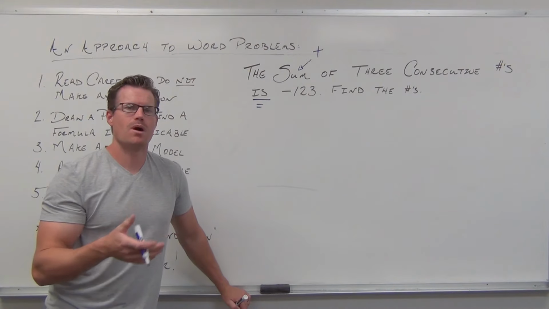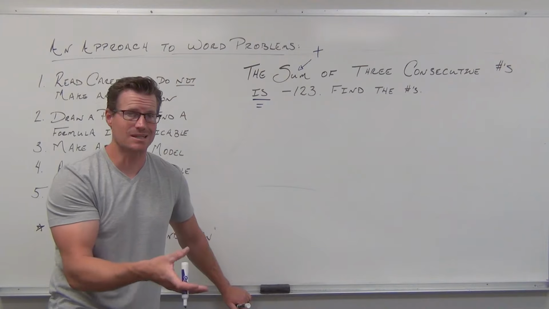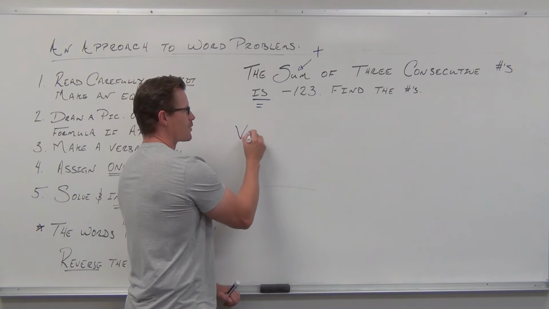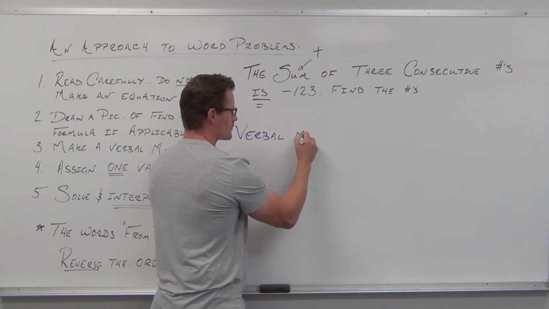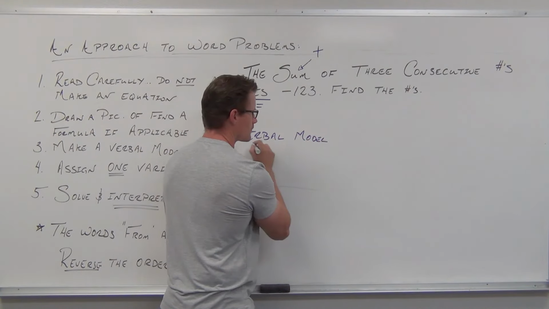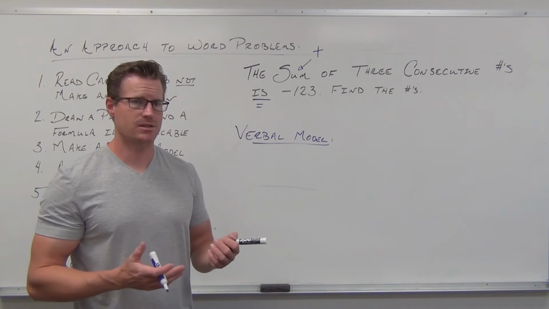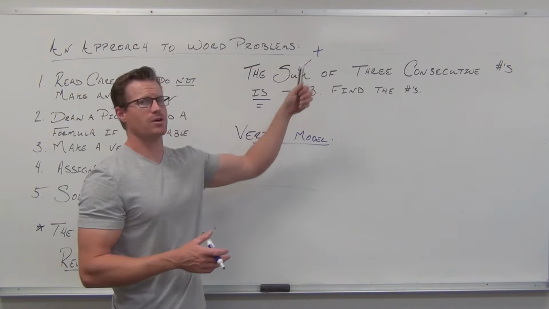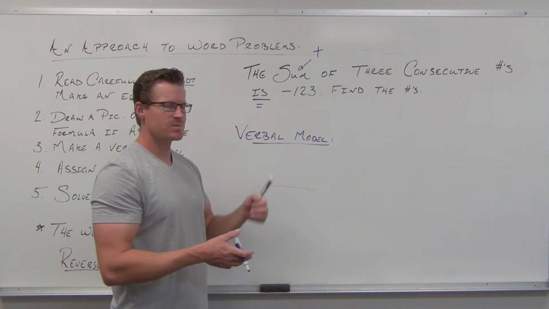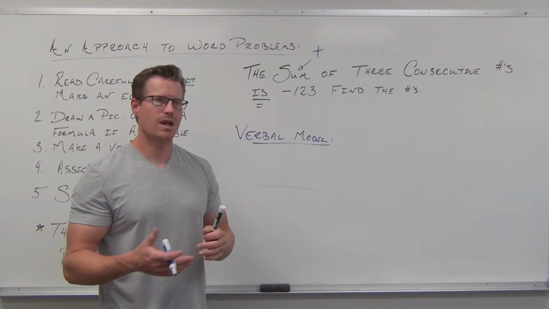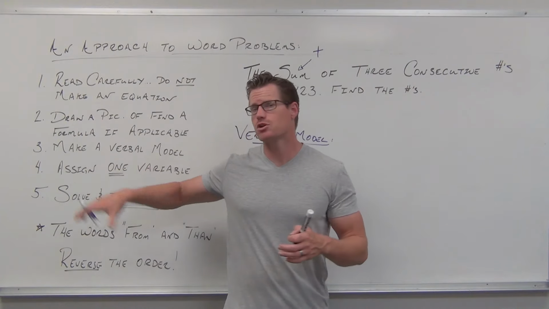Here's how a verbal model looks. This is not a verbal model right now because we're going to have to translate this. When we talk about a verbal model, we are literally just putting the math ideas on a page. We're going to use some of our stuff. So like the word sum means plus, we're going to throw some pluses in there. The word is means equals, we're going to throw an equal sign in there. But we're not really putting variables in there yet. That comes the next step after your verbal model.